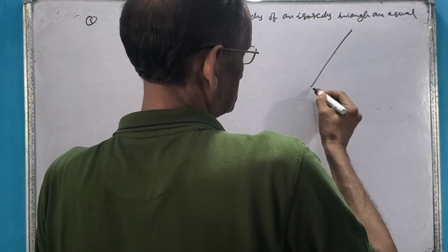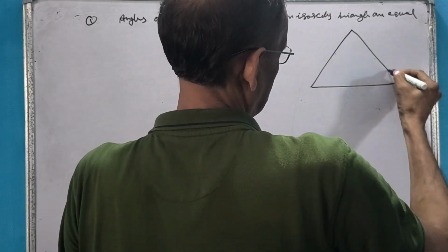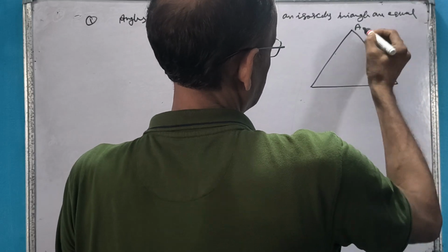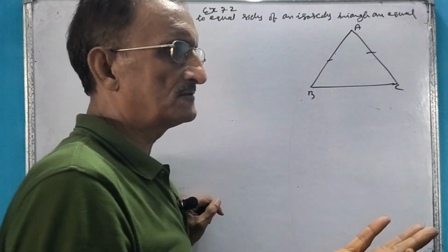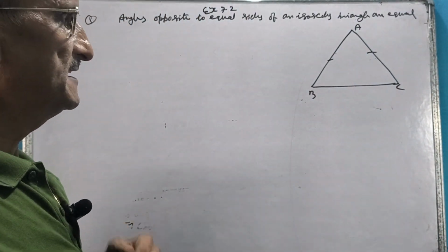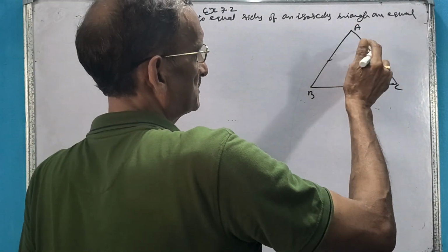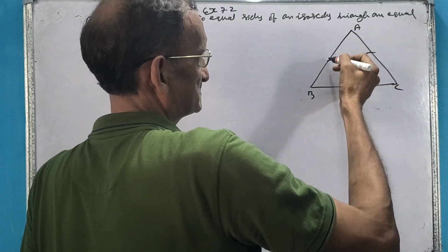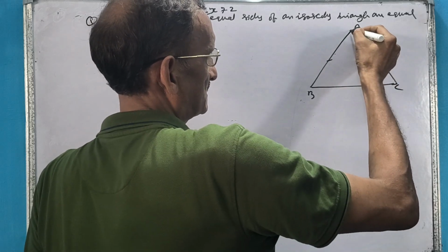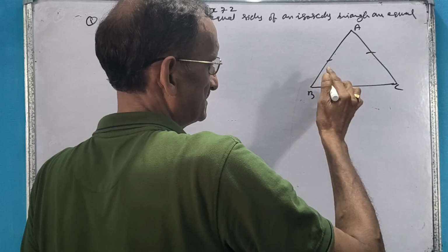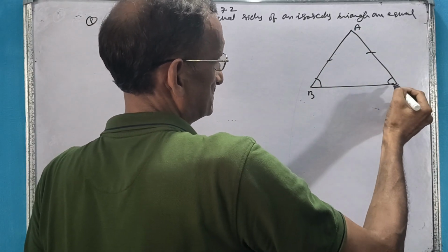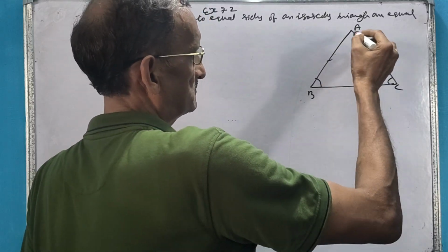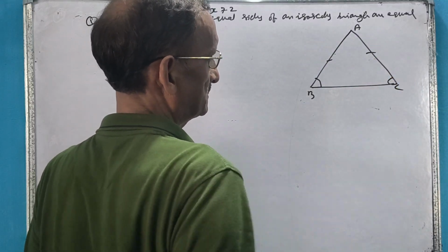It is very widely used in geometry, this theorem. We have an isosceles triangle ABC in which two sides are equal. We need to prove the angles opposite to the equal sides are equal. See, this side and this side are equal. The angle opposite to AC is angle B. The angle opposite to AB is angle C. We are given AB equal to AC. We need to prove angle B equal to angle C.